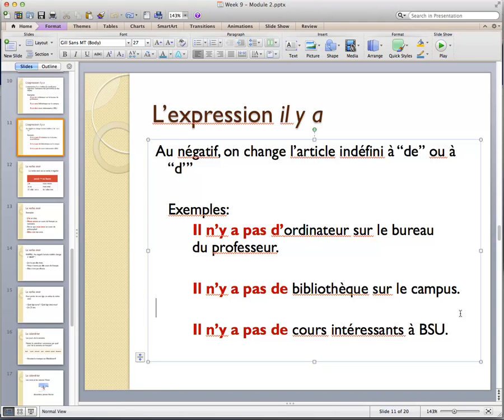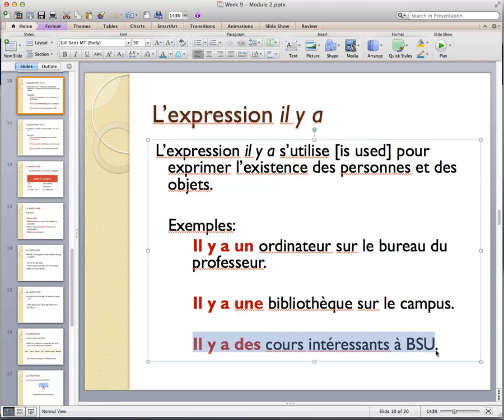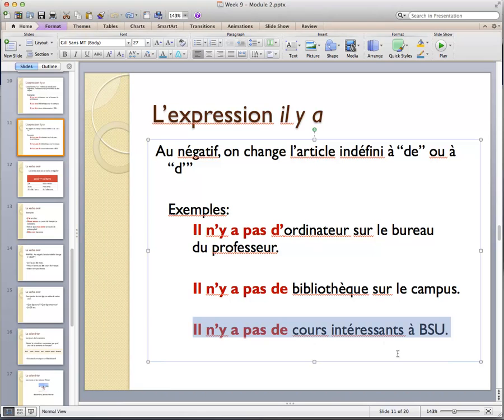Now, as we just finished saying, there are times when we leave the article out in English. When we do use the article, you can see that we do the same kind of change. In my affirmative sentence in the preceding slide, I said, there are some interesting classes at BSU. If we look at this example, there aren't any interesting classes at BSU. I make the same change in English as I do in French. Il n'y a pas de cours intéressants. There aren't any classes. We don't say there aren't some interesting classes at BSU.